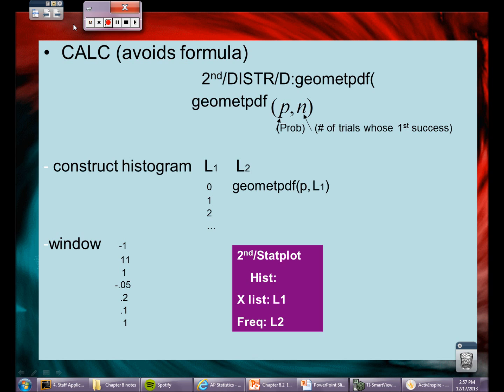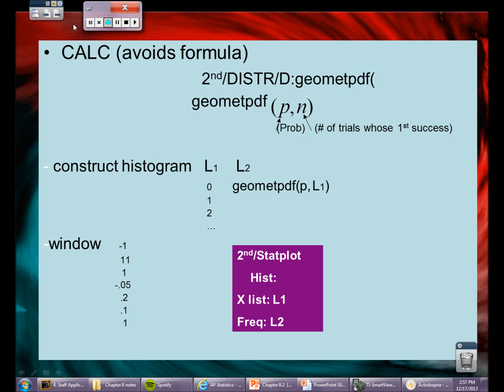If you would prefer to use the calculator in similar fashion to a binomial setting, you can do that with the following calculator command. You can always use the formula. This just might save you a little bit of time. The operation is to hit second, distribution, selecting geometric PDF, which is option D on some calculators.